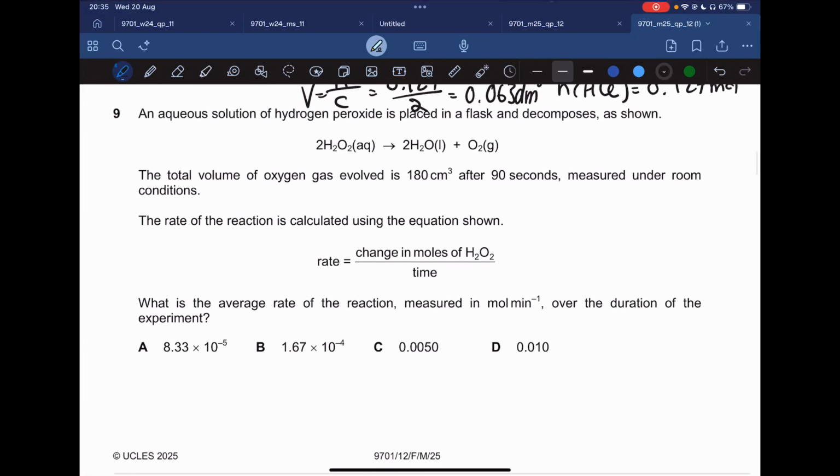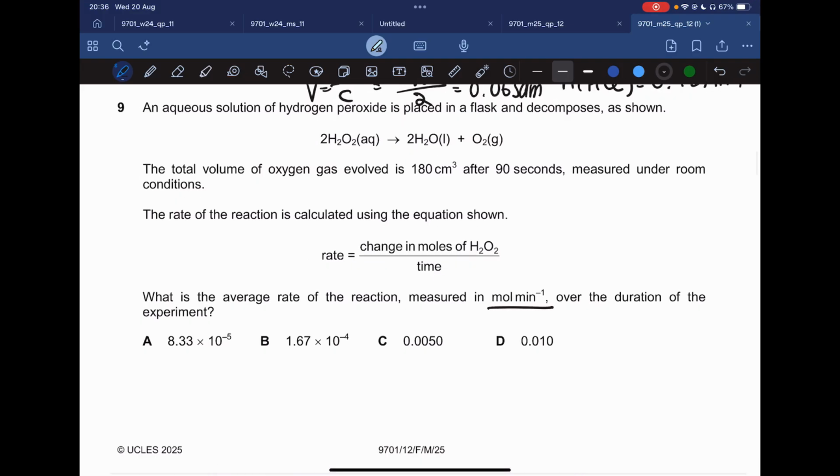Okay, we have hydrogen peroxide placed in a flask and it decomposes as shown. The total volume of oxygen gas evolved is 190 centimeters cubed after 90 seconds, measured under room conditions. The rate of the reaction is calculated using the equation shown. So now they gave you the rate, and they want to know what is the average rate of reaction measured in moles per minute. So this needs to be in moles and this needs to be in minutes. We've only been given it in centimeters cubed, so we should get it into moles.